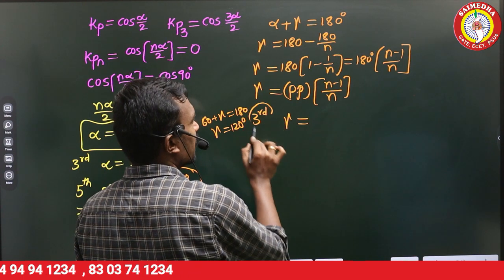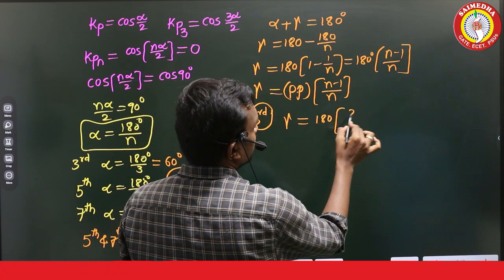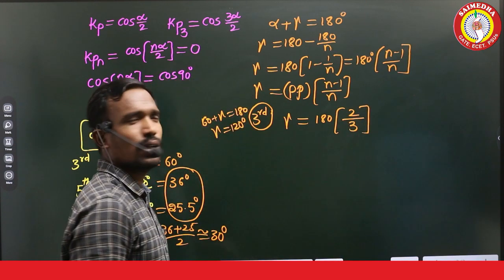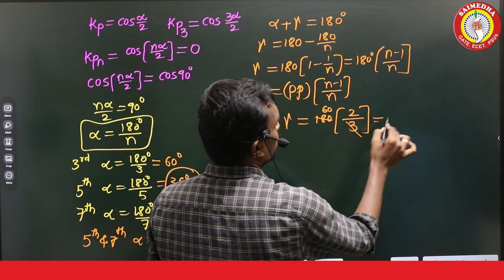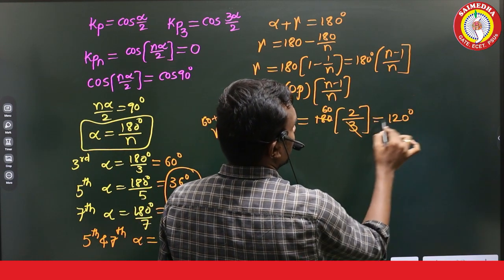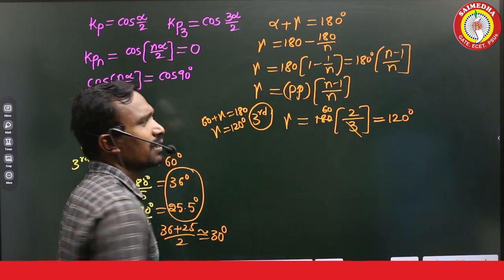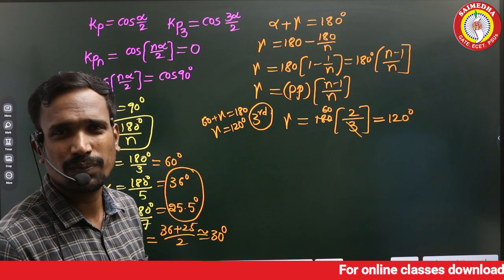To eliminate third order harmonics, 180 into (n minus 1), 3 minus 1 is 2, so 2 out of 3. 3 ones are 3, 3 twos are 6, 60 times 2 is 120 degrees. This is what eliminates the third order harmonics. Of course, you can also do it directly.